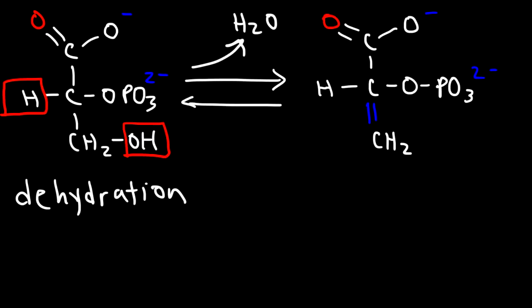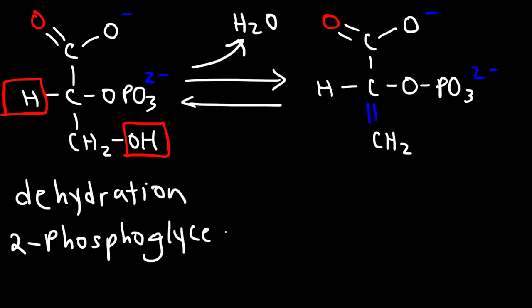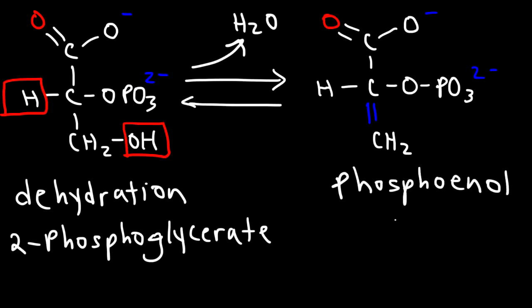Now, we said that the name of this reactant, which is the product of the last step, is 2-phosphoglycerate. What do you think the name of the product will be? Now this one might be a little hard to figure out, so I'm going to give it to you. The product is called phosphoenolpyruvate.